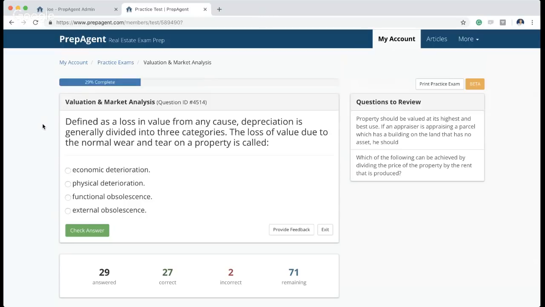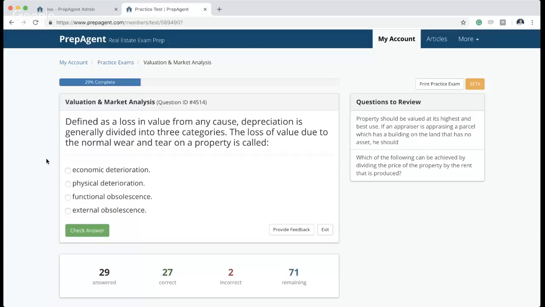Okay, defined as a loss in value from any cause. Depreciation is generally divided into three categories. The loss of value due to the normal wear and tear on the property is called A, economic deterioration, B, physical deterioration, C, functional obsolescence, or D, external obsolescence.